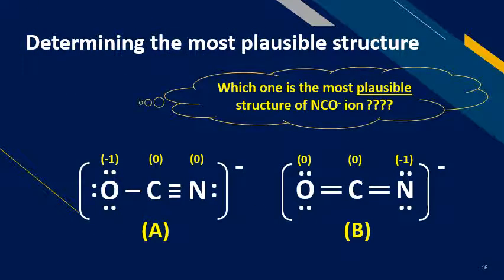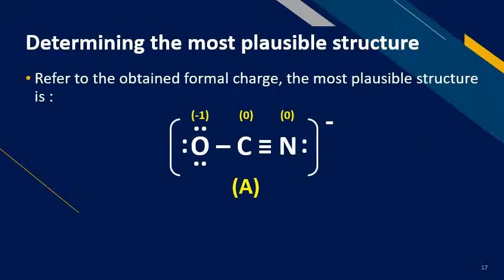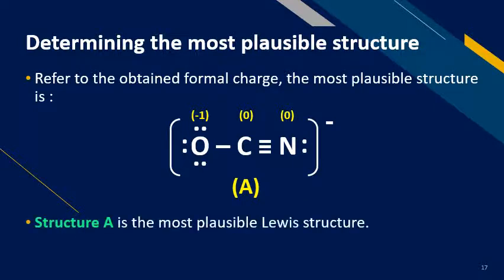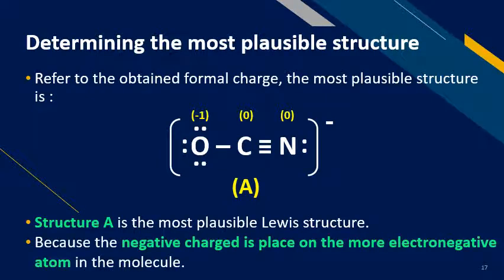Now, which one of the two possible Lewis structures of the NCO- ion is the most plausible structure? Structure A or structure B? Referring to the obtained formal charge, the most plausible structure is structure A. This is because the negative charge is placed on the more electronegative atom in the molecule.